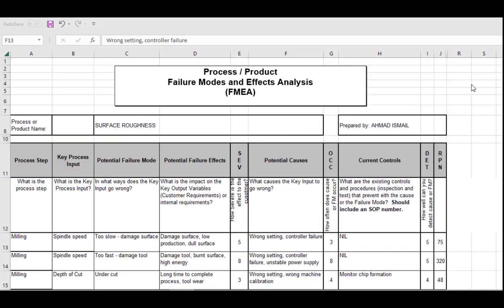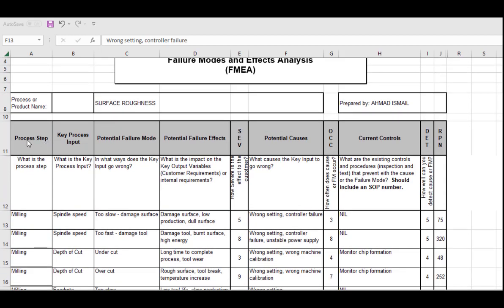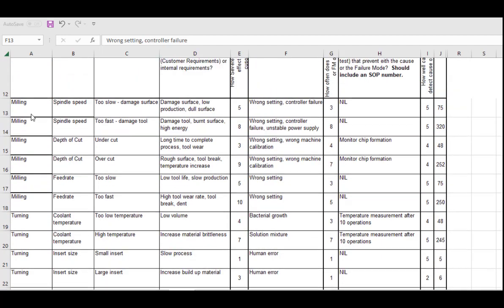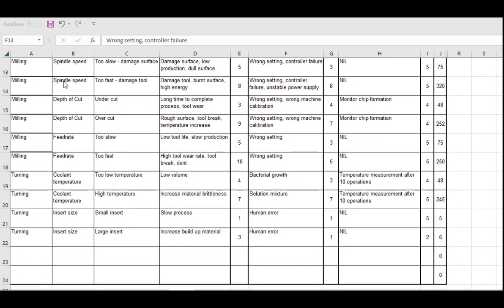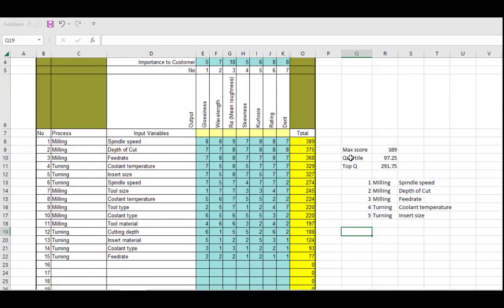Okay, now we have completed filling in the FMEA table. Okay, again for process step, key input process, failure mode, and so on. Right, so we already filled in the milling, which consists of spindle speed, depth of cut, feed rate, then for the turning, about the cooling temperature, and also the insert size. So again, this input is taken from the cause and effect table, okay, from the cause and effect table.